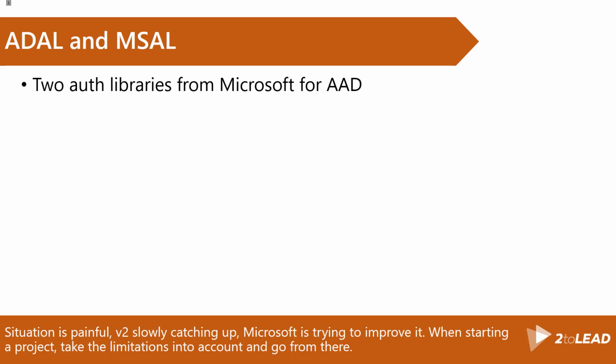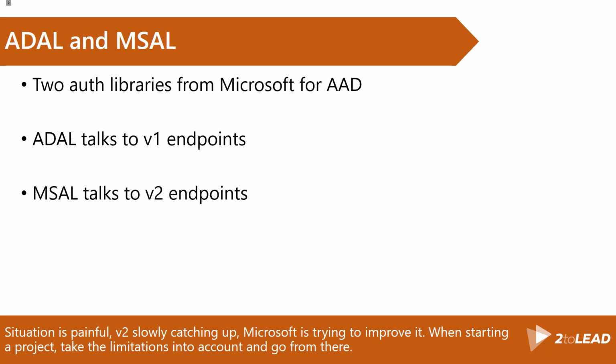So there are two libraries called ADAL and MSAL. ADAL for Active Directory Authentication Library, and MSAL for Microsoft Authentication Library. And they both talk to Azure Active Directory. So that can be confusing to begin with. Why do we have two libraries to do the same thing, right? The reason is because there are two sets of endpoints in AAD, a V1 and a V2. And as you can suspect, ADAL is currently talking to the V1 and MSAL is talking to the V2. And we'll talk later about the differences between those endpoints.